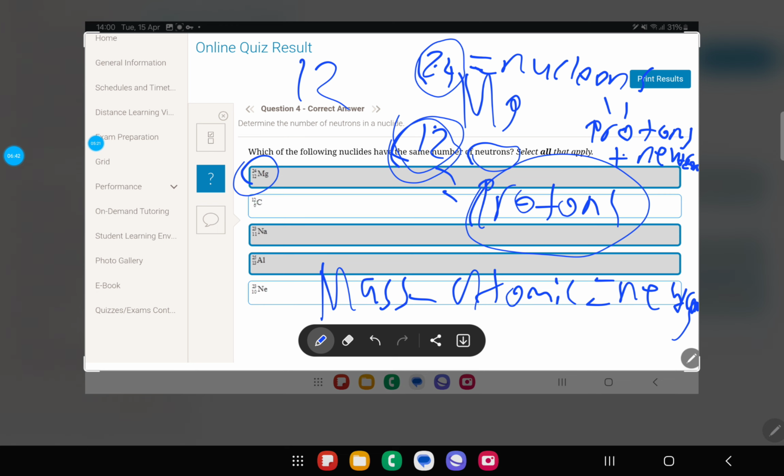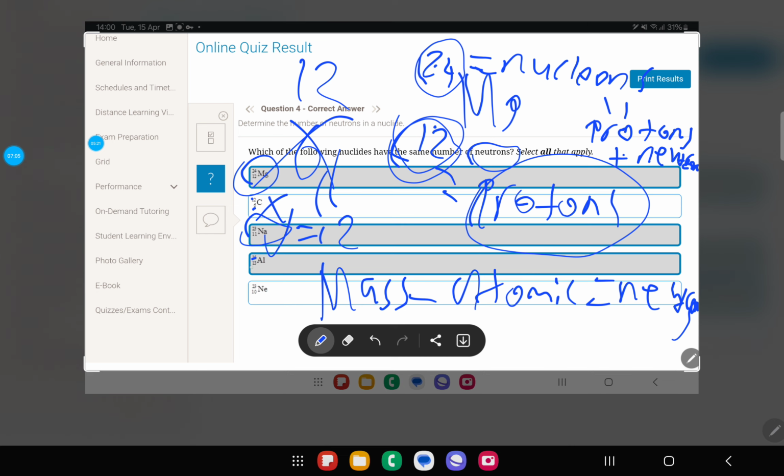Okay. For carbon, it's 12 and 6. 12 minus 6 is 6. So not the same as 12. And for this third one, sodium, 23 and 11. 23 minus 11 is 12. 12 is equal to 12, so it's correct. Well, this is wrong.